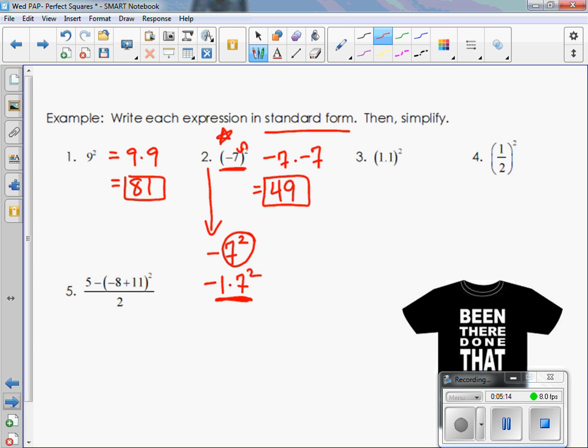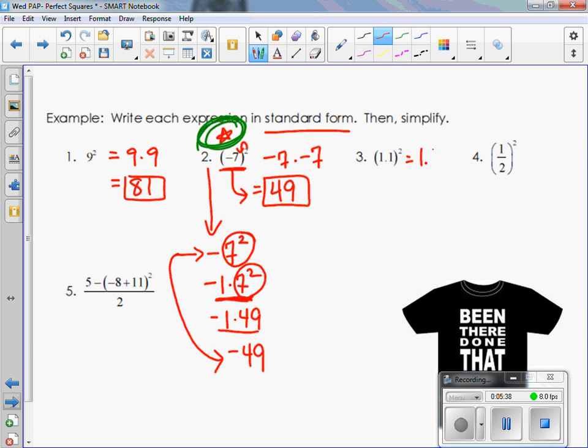this. So if we think about it in terms of order of operations, this has to come first because it's an exponent, and then the multiplication can happen. So this problem is -49. This problem is +49. So again, super, super, super important that you know the difference between those two.